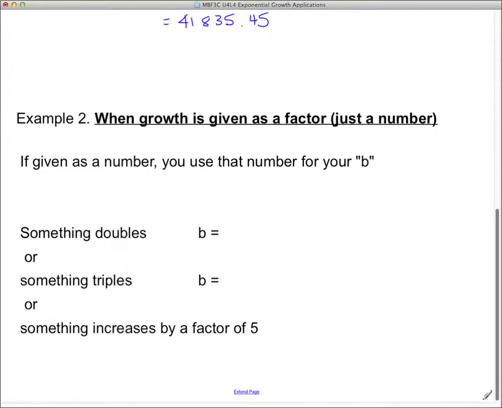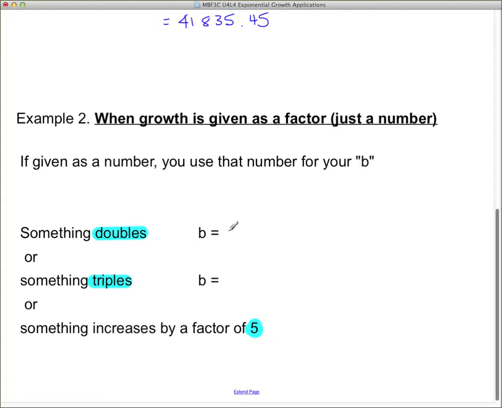Let's go on down here. When the growth factor is given as a factor or just a number, if you're given a number, you use that number for B. And what I mean by a number is if it uses words like these words here that I'm going to highlight: something doubles, or something triples, or something increases by a factor of 5. So what's our B going to be?